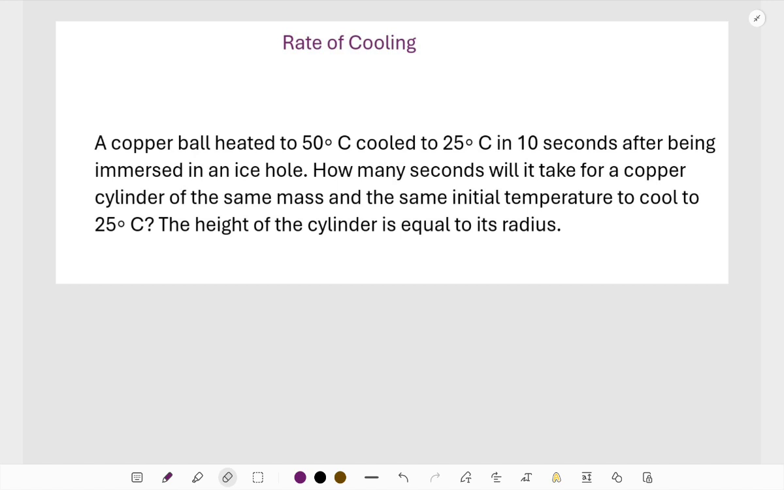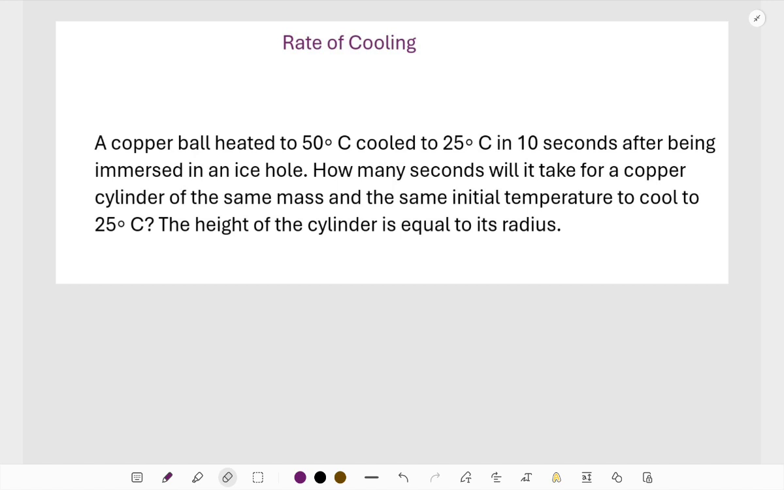How many seconds will it take for a copper cylinder of the same mass, and the metal is also the same, it is copper again? The first was a ball, that means a sphere, and the second one is a cylinder. Same mass, but their volumes are different, their densities will be the same. Okay, I will consider all these things.